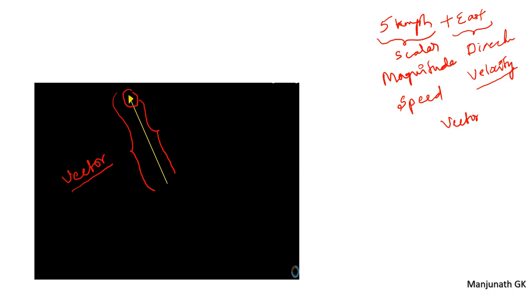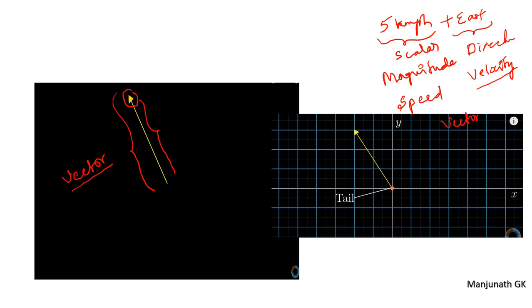If the same vector is represented in the xy plane, the vector starting at the origin is called the tail here. Here it is the magnitude and this is the direction. So the vector definition: it has two quantities, magnitude and direction. It always starts at the origin and the direction depends on the xy plane.